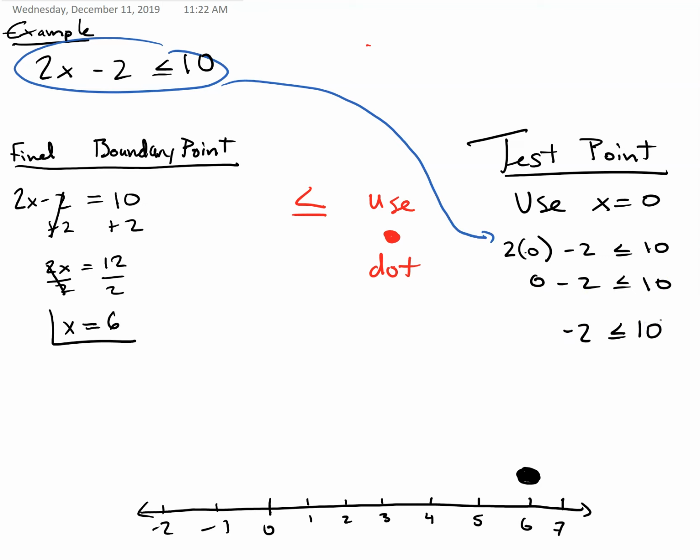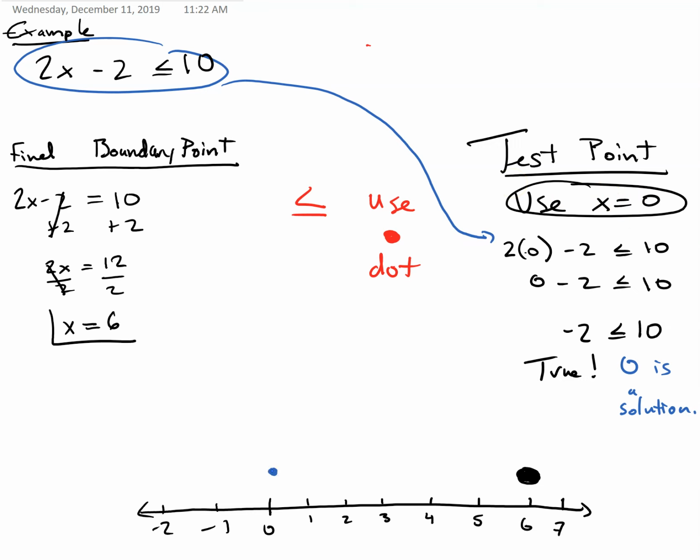Alright, we're left with these two numbers, this is a true statement. This is true because negative 2 is less than 10. So what does that tell us? Well, we used x equals 0, so that tells us 0 is a solution, because when we plugged it in, it made the inequality true. So 0 is a solution.